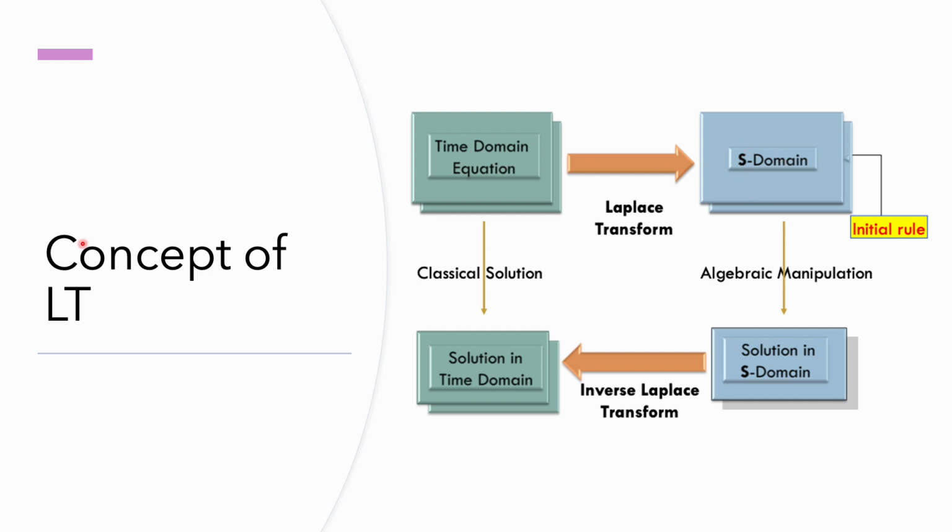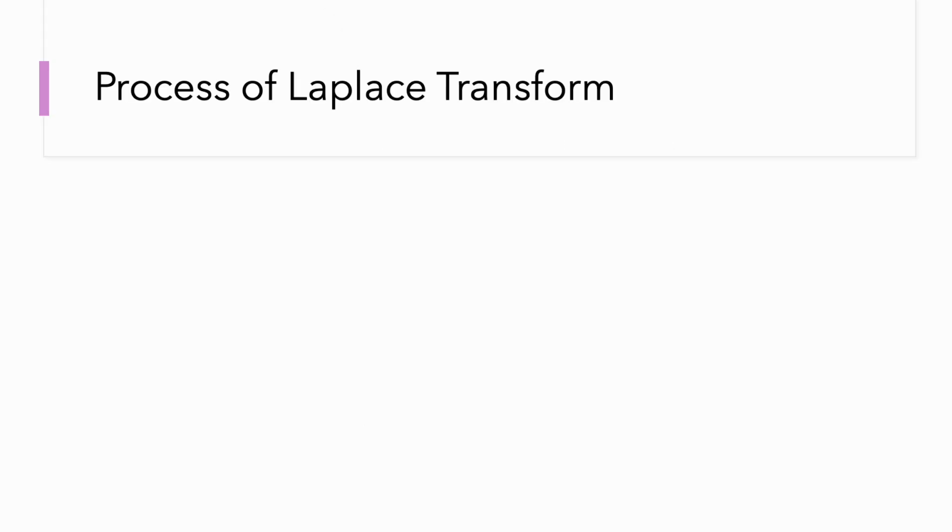The S domain equation basically has a j omega, and then we will do the algebraic manipulation and solve the S domain equation. Then we will convert the S domain equation back into the time domain equation by using the inverse Laplace transform. Okay, so this is the process of the Laplace transform.